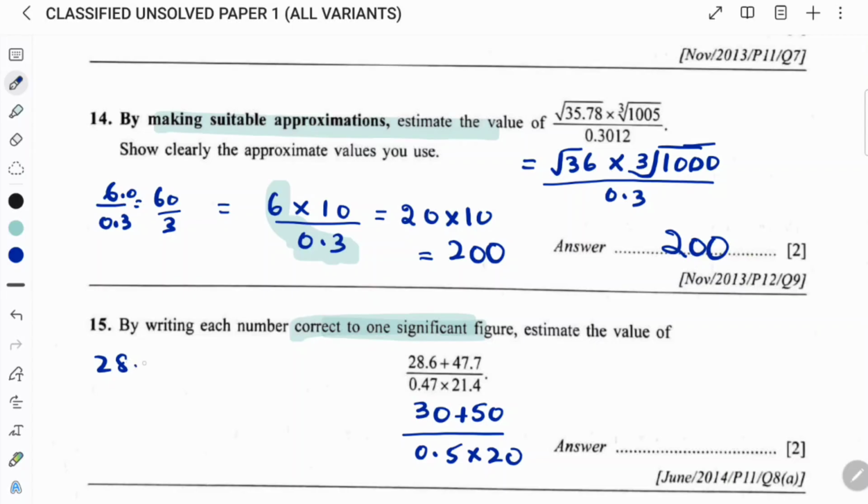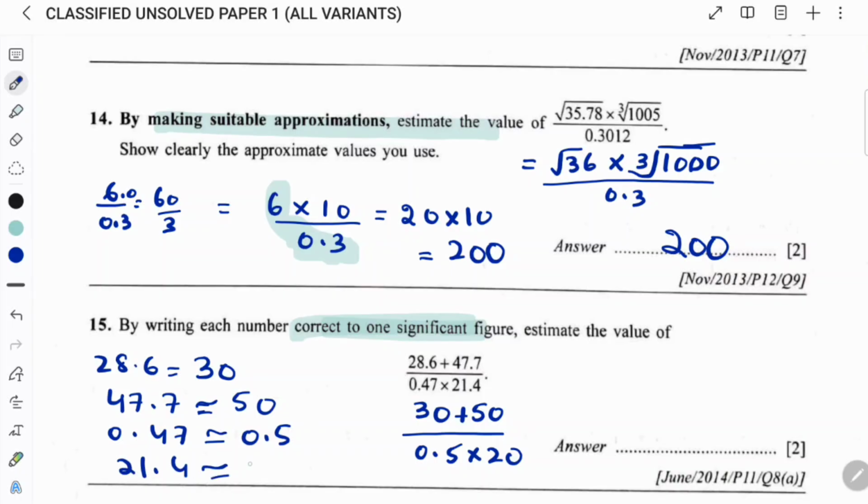Look, 28.6 is three significant figures. We write down 3, but we have to write down 30 to maintain one significant figure, and the value of the number will also match with the question. 47.7, 4 and 7, 5, and then you write down 50. 0.47, obviously you write down 0.5, and 21.4 you write down 20, one significant figure.